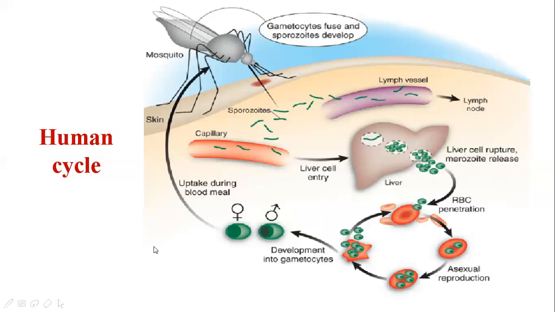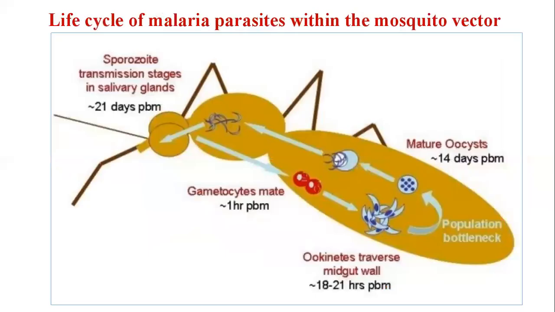Here you can see with this arrow, I'm showing that these gametocytes are taken by the mosquito when it again goes for biting or sucking blood. So from there, the mosquito cycle started. After sucking the gametocytes, both the male and female gametocytes will meet each other, and they will convert into gametes.